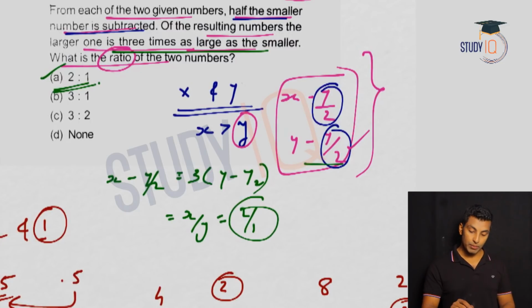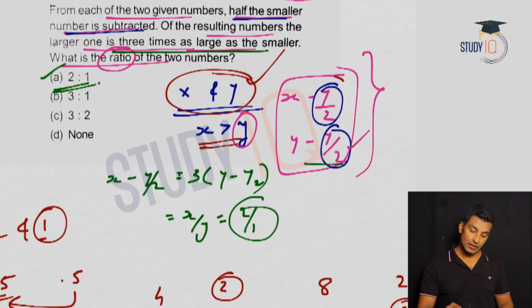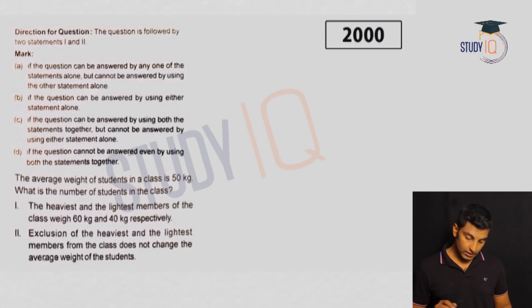Just assume that the two numbers are x and y, because two numbers are given. We need to assume two numbers to get the answer. So assume the two numbers are x and y. Now x is greater than y, then this is the first number that you are getting, and this is the second number that you are getting. We know the relation, so you get the answer, 2 is to 1. Take a minute and solve this question.